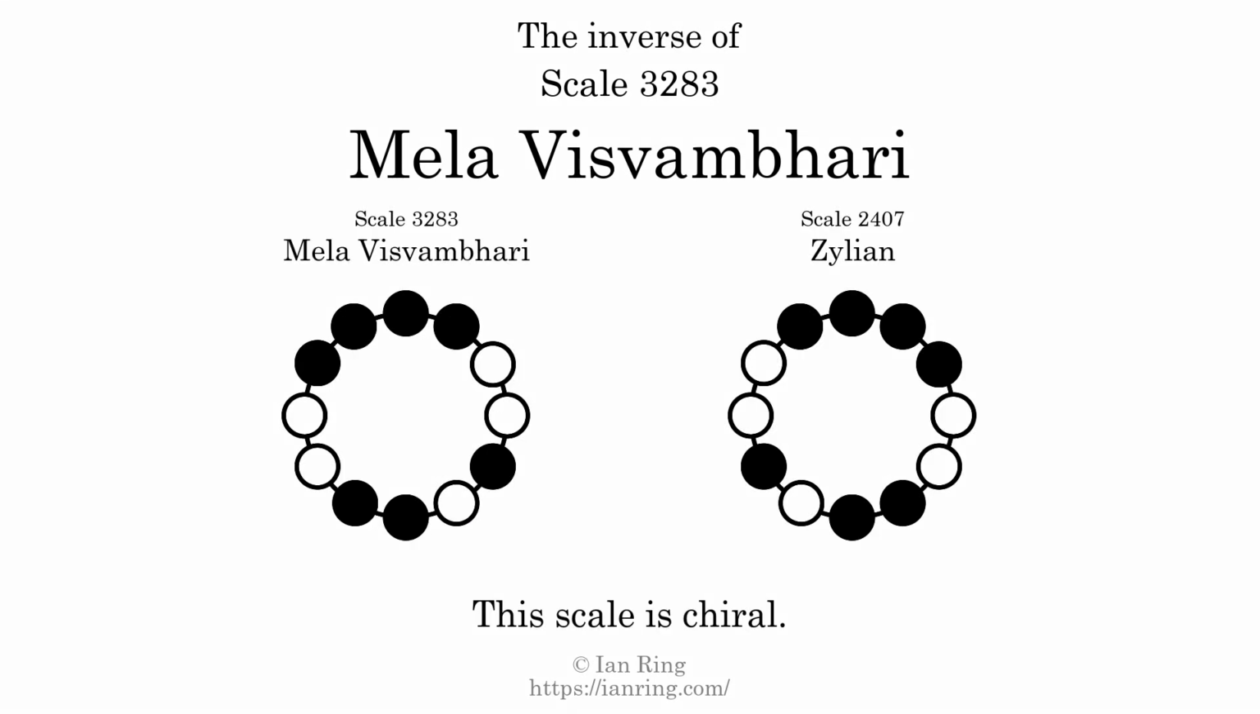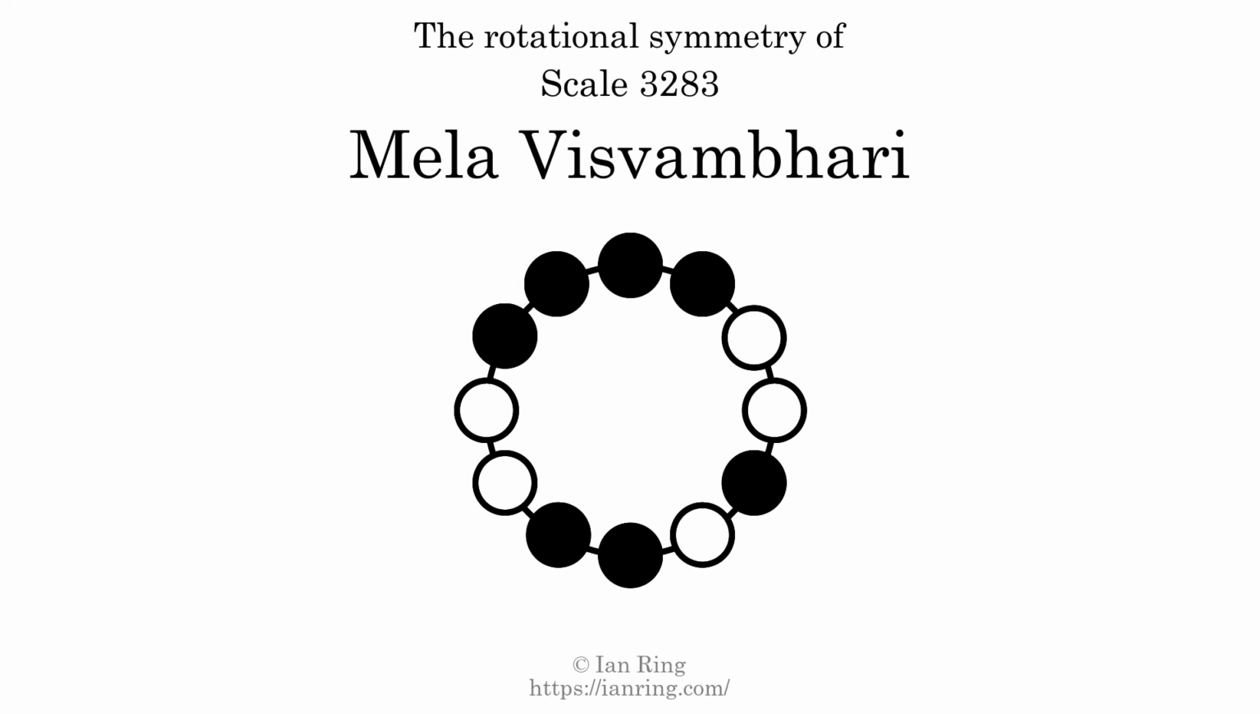The inverse of a scale is a mirror image. It is what you get when the sequence of intervals is reversed. The inverse of this scale is scale 2407, also known as Zarlian. This scale is chiral. It cannot transform into its inverse by rotational transformation. This scale has no rotational symmetry.